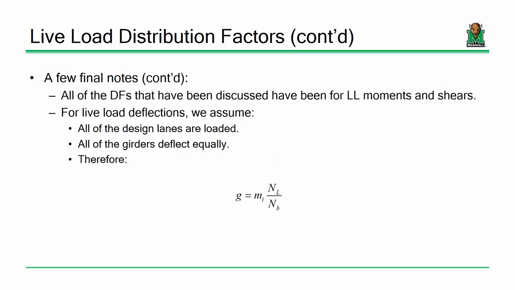All right? Now, all I've talked about is moment and shear. What about deflections? I mean, we've got live load deflections. AASHTO just keeps it simple and assumes all the girders deflect equally under live load. So we just take the maximum number of lanes, divide it by all the number of beams, multiply by the appropriate multi-presence factor, and that's it. So pretty simple, actually.